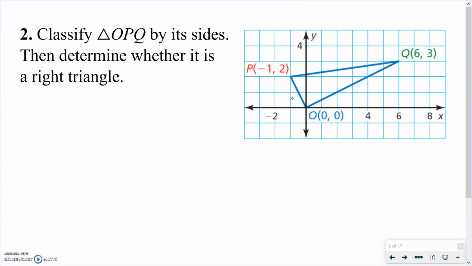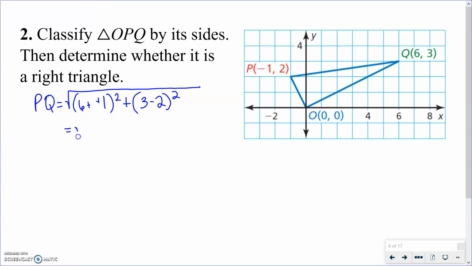We're going to have to use it 3 times, once to find the length of PQ, once to find the length of QO, and once to find the length of OP. So we are going to start with PQ. So I'm going to use the distance formula, if you remember the distance formula. I'm going to do 6 minus 1 squared plus 3 minus 2 squared. And so this is 6 plus 1, so that's 7 squared. And 7 squared is 49. And 3 minus 2 is 1. 1 squared is 1. So the length of PQ is the square root of 50.